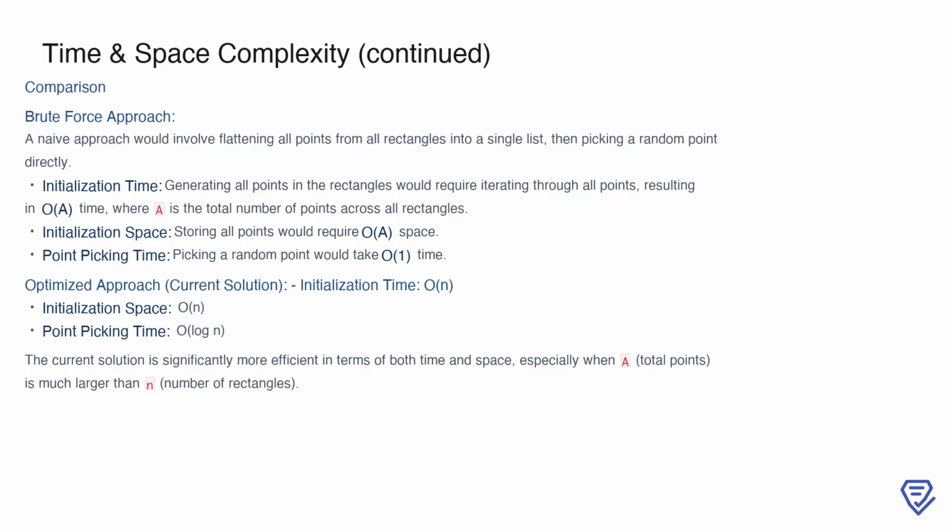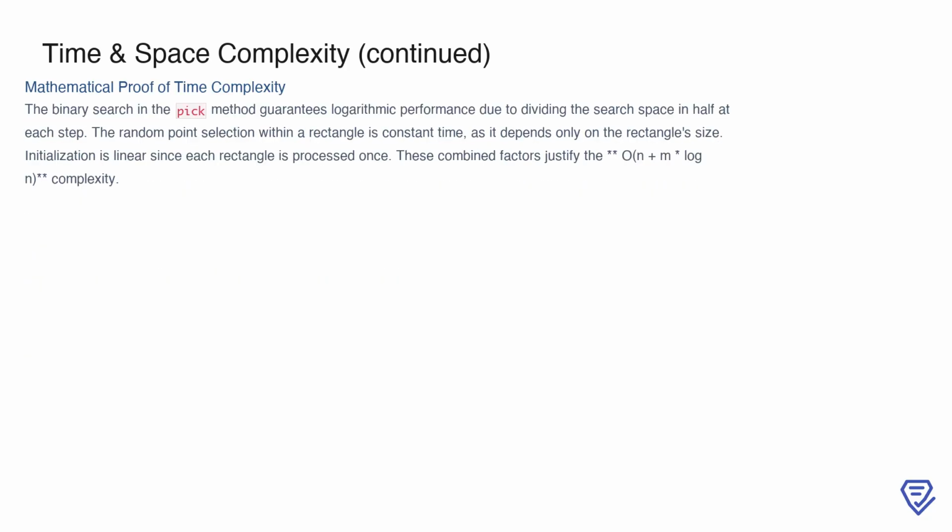This makes the optimized solution much more scalable, particularly when the total number of points is significantly larger than n, the number of rectangles. To solidify our understanding, let's briefly examine the mathematical reasoning behind the time complexity. In the pick method, we use binary search to locate the rectangle corresponding to the random area. The logarithmic complexity of this step arises from the process of repeatedly halving the search space, which ensures efficient performance even as the number of rectangles increases.